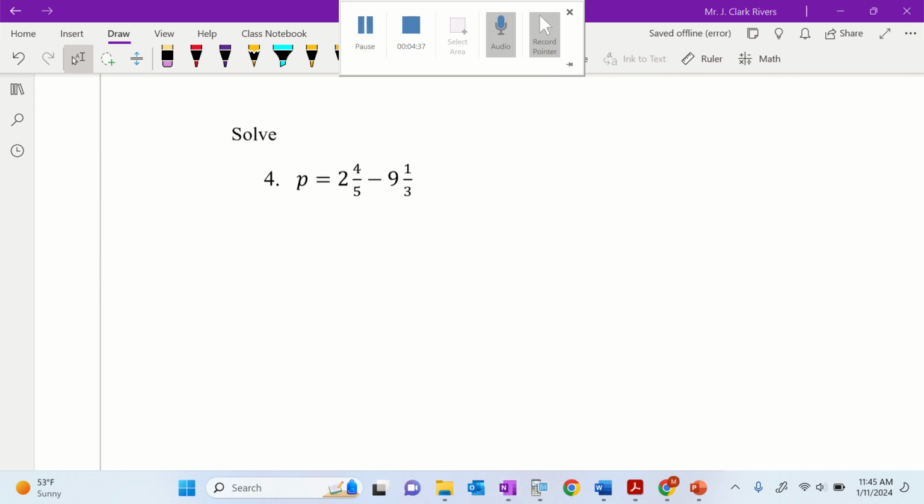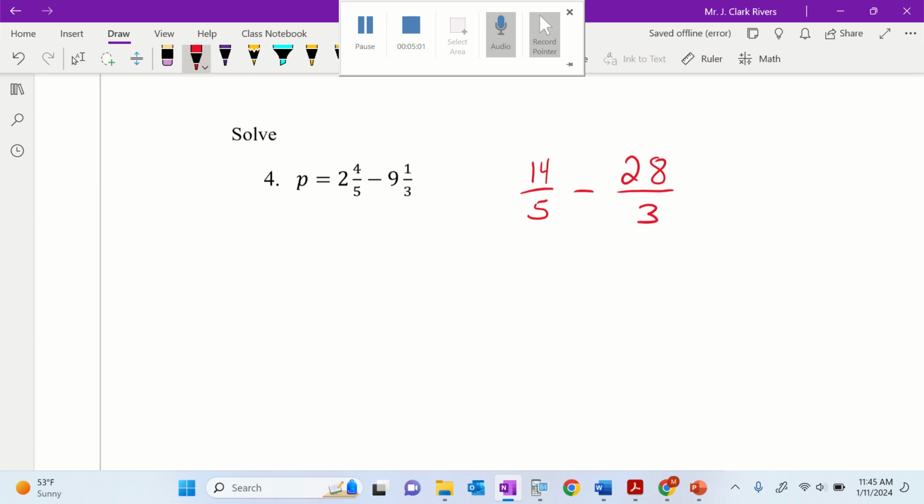Finally, number 4. I'm first going to adjust each of these so that they are improper fractions. So 2 and 4/5. 2 times 5 is 10. 10 plus 4 is 14. So that's 14/5. We're going to subtract from that 9 and 1/3. 9 times 3 is 27, plus 1 is 28 thirds.